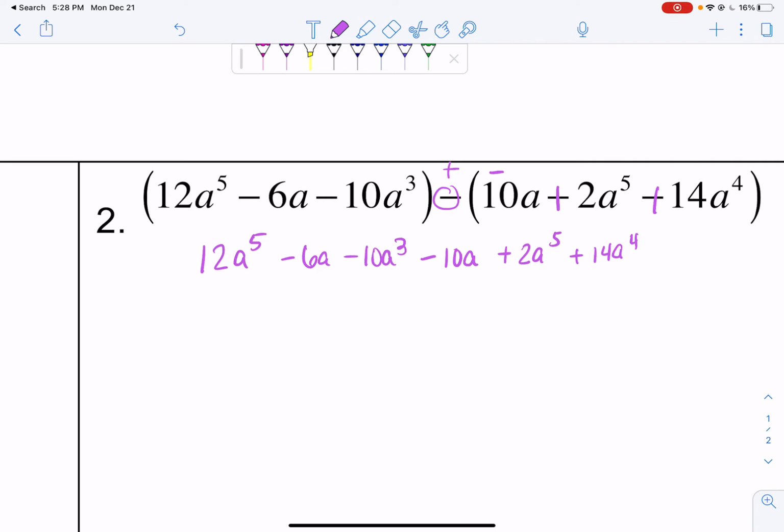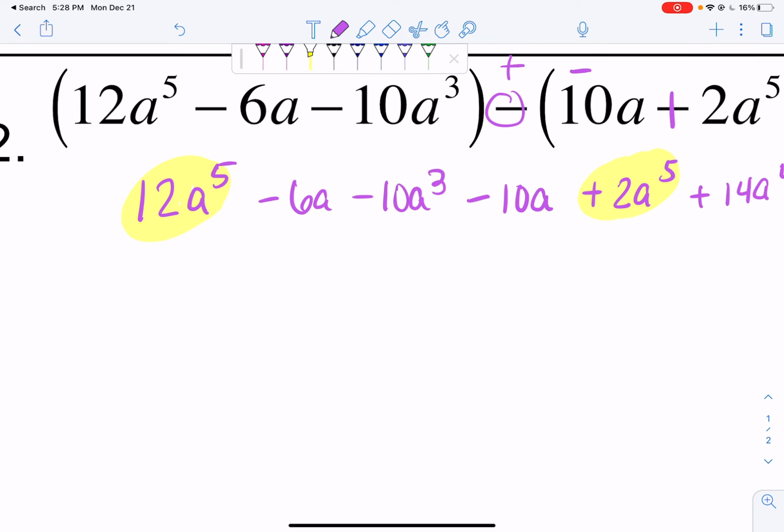Now we're going to go ahead and combine. What can I combine with 12a to the 5th? I can combine it with 2a to the 5th. 12a to the 5th plus 2a to the 5th is 14a to the 5th.